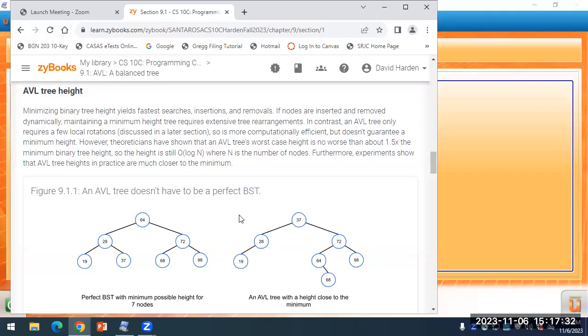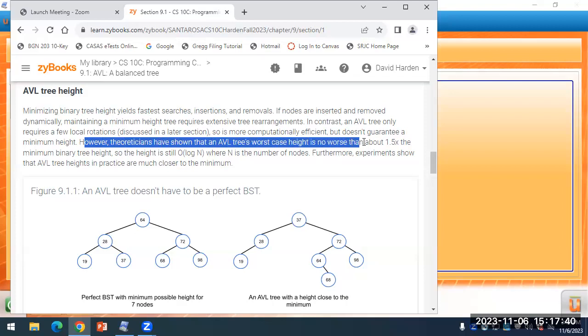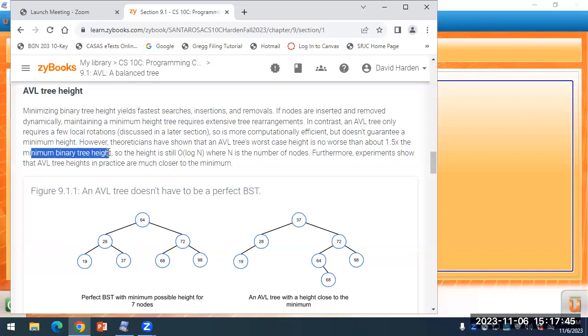So actually, here's what we were just talking about. I got ahead of myself a little bit, right? Theoreticians have shown that an AVL tree's worst case height is no worse than about 1.5 times the minimum binary tree height, the minimum binary tree height being log base 2 of n. So here's an example of an AVL tree where it looks like there are some missing nodes. It doesn't look very full.